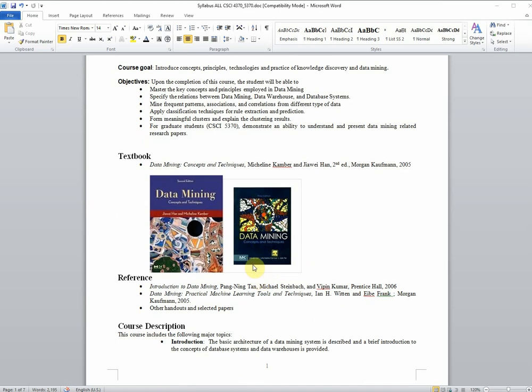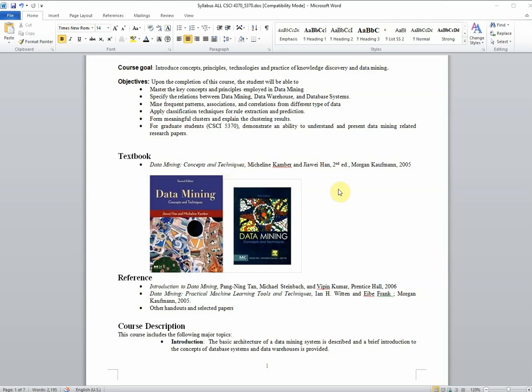The textbook that we are going to use is Data Mining: Concepts and Techniques. This book is written by Han Jiawei. He is probably one of the most famous people in data mining. He is currently teaching at the University of Illinois Urbana-Champaign. The book is actually pretty useful.